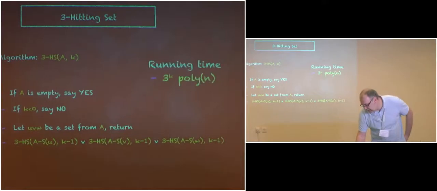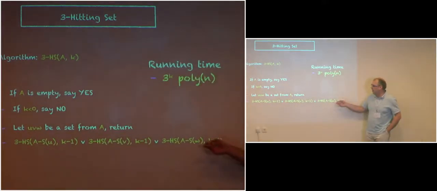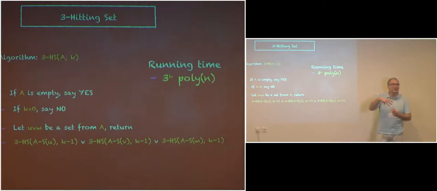So this is the algorithm, and for the running time, the same arguments apply. I have a ternary tree, so every vertex has degree 3 except the leaves, and the height of the tree is k, so I have a 3 to the k algorithm solving this problem.